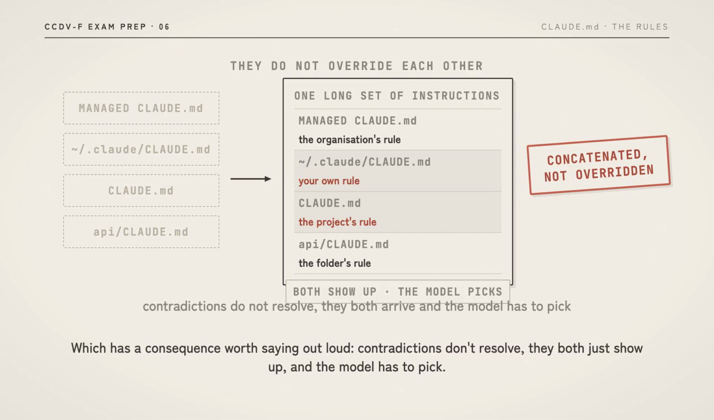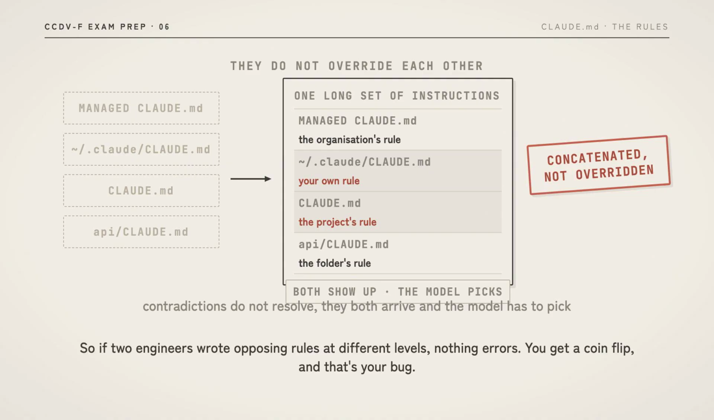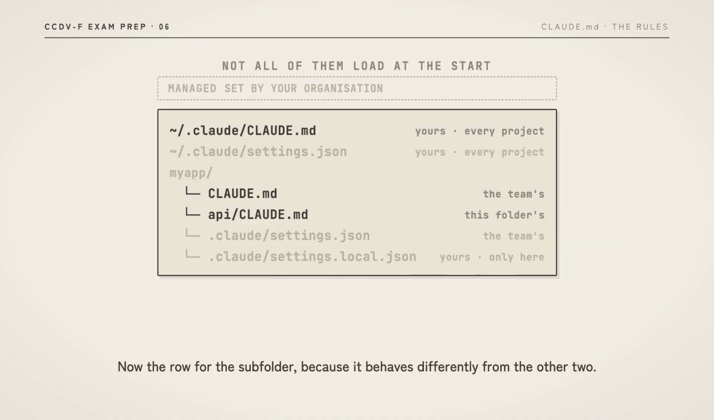Contradictions don't resolve, they both just show up and the model has to pick. So if 2 engineers wrote opposing rules at different levels, nothing errors. You get a coin flip, and that's your bug. Now the row for the subfolder, because it behaves differently from the other 2. It doesn't load when the session starts, it loads when work actually reaches that folder.